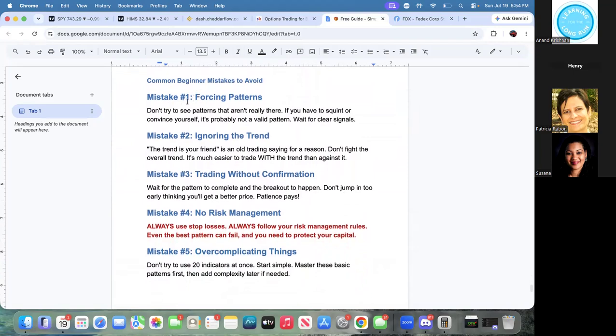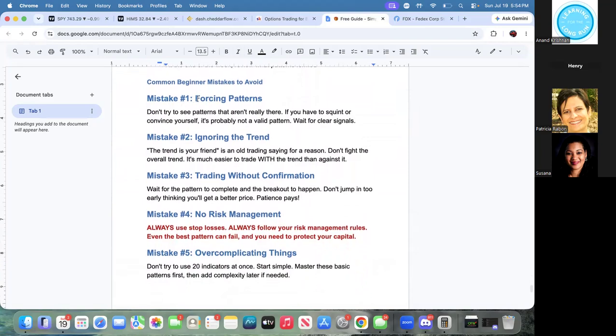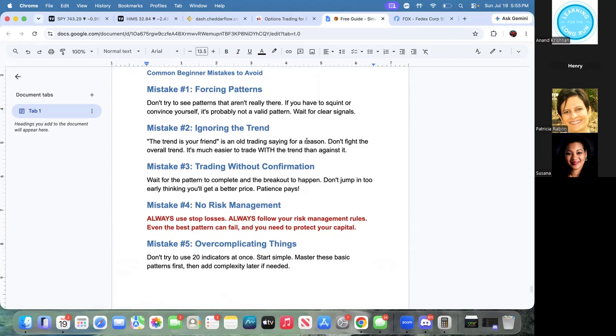And so, five common beginner mistakes, forcing patterns. If you can't draw the pattern very easily, then it's probably not the pattern that you're thinking of. If you're squinting your eyes, if you have to look real hard for something that's there, it's probably not. There's probably no trade.